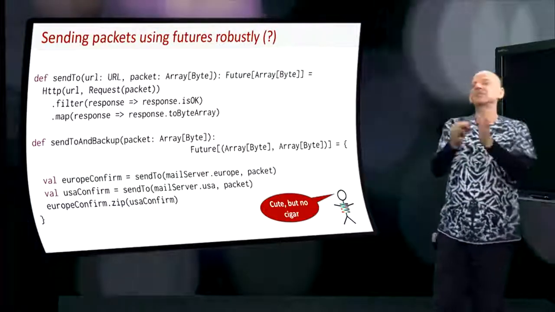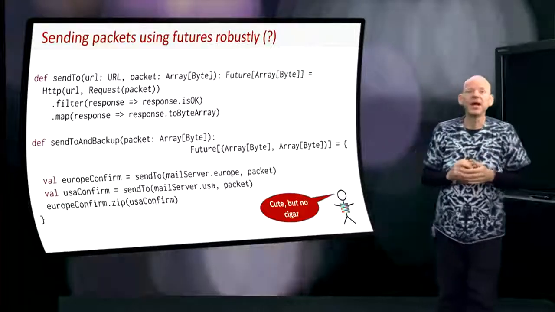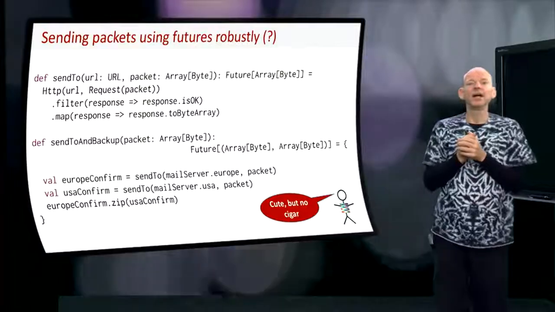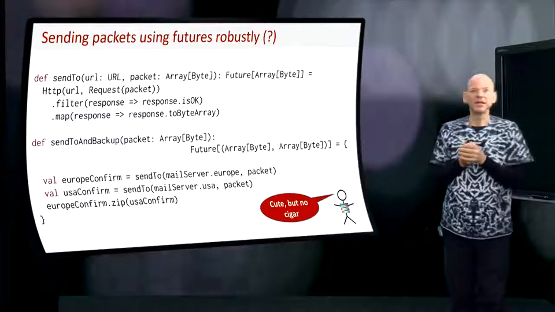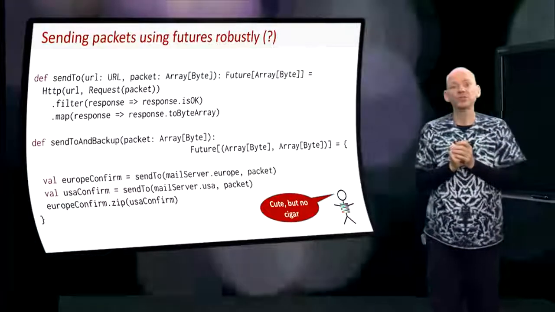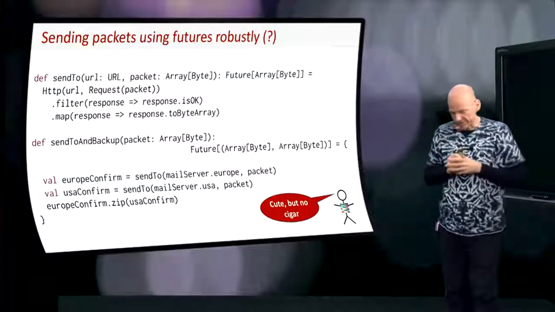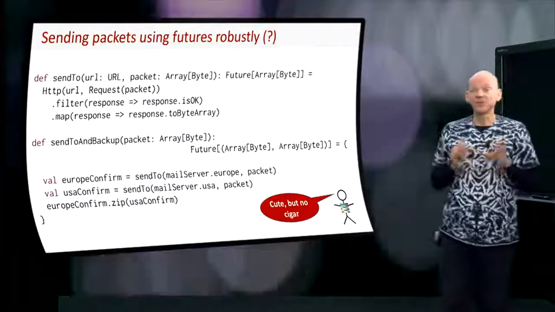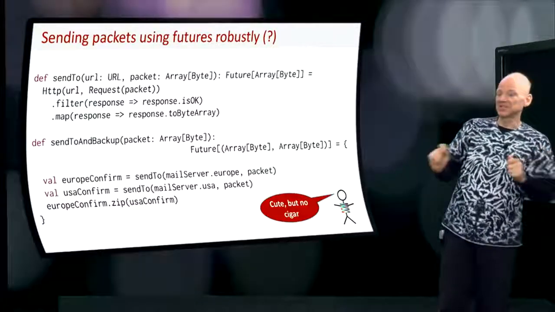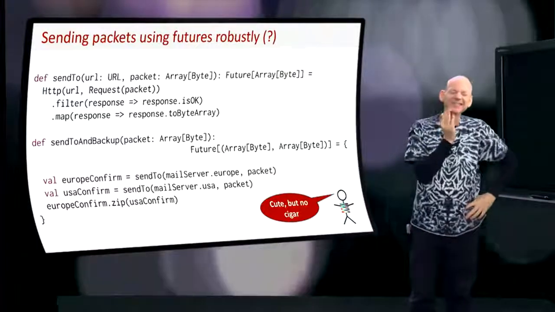We send the packet to a mail server in the US, just to be safe. And then we zip the confirmations to get a pair of the response from sending the packet to Europe and the response from sending the packet to the US. So now we should be safe because we're sending it twice. But is this any better really?